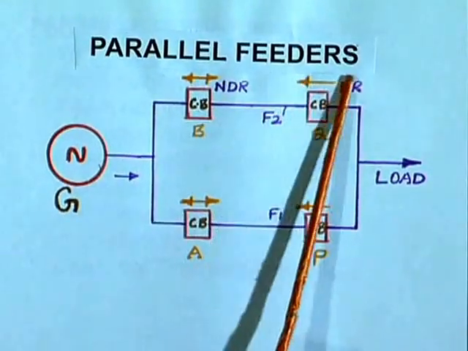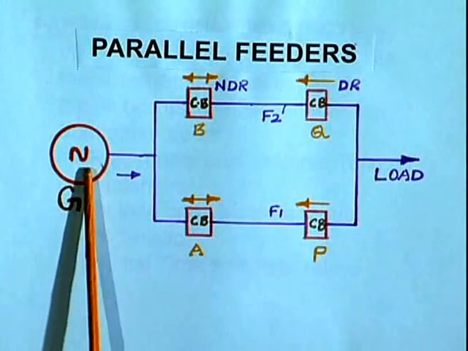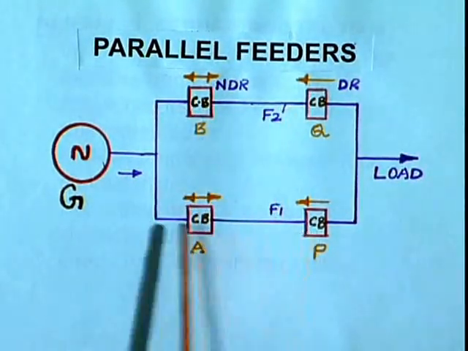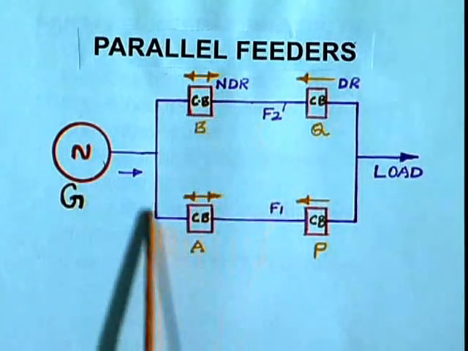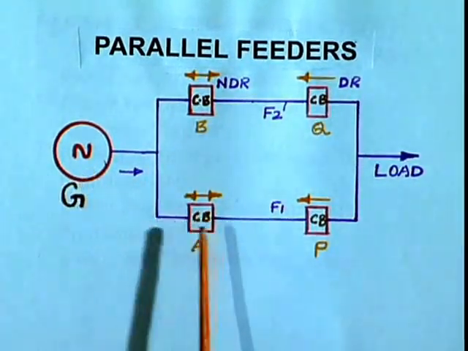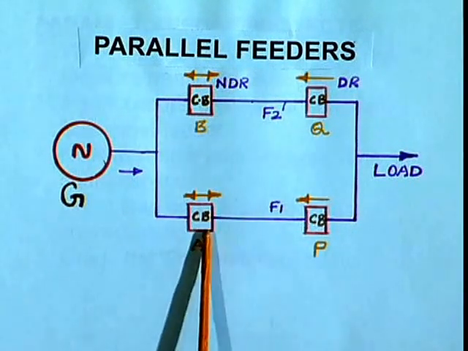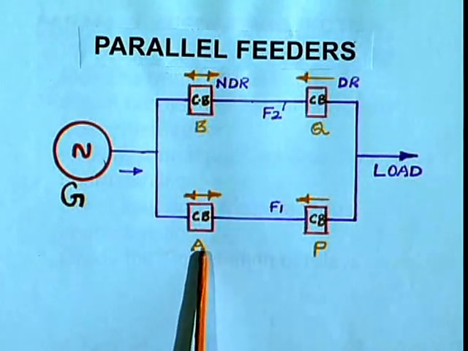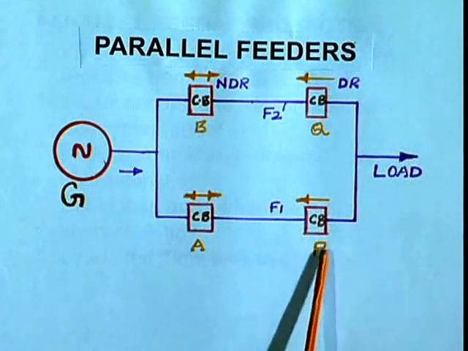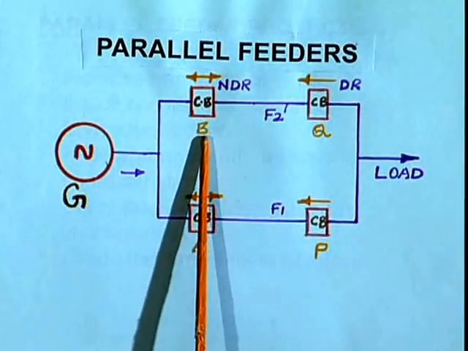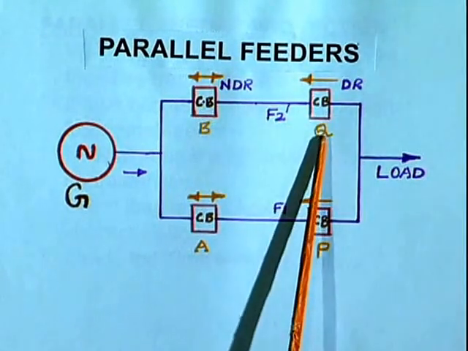So these are the parallel feeders. Now, a generator is feeding two feeders: this is feeder 1 and this is feeder 2, combinedly connected to the generator. These feeders are connected through circuit breakers and in turn through relays. In feeder 1 there is a circuit breaker with relay A and a circuit breaker with relay P, and in feeder 2 there is a circuit breaker with relay B and a circuit breaker with relay Q.